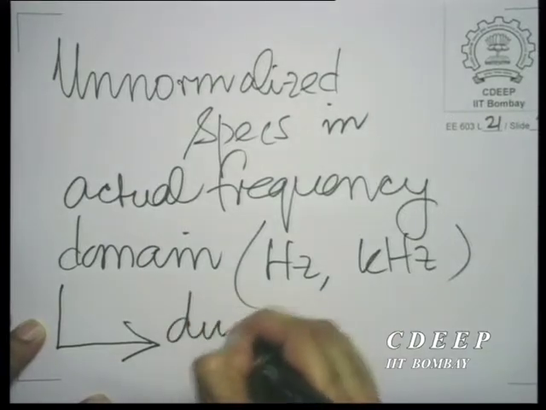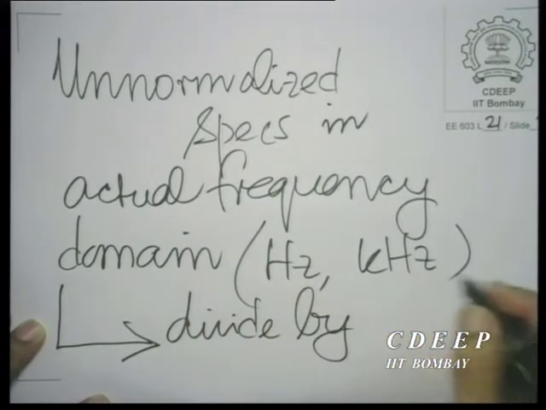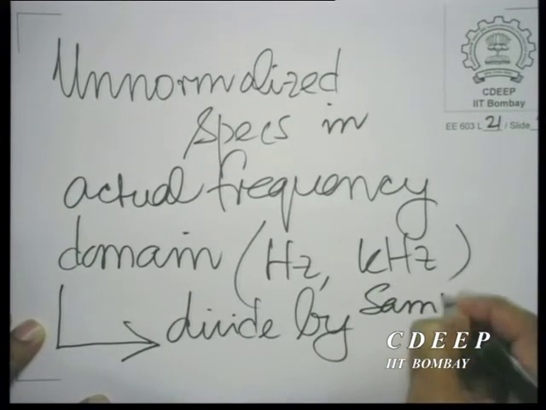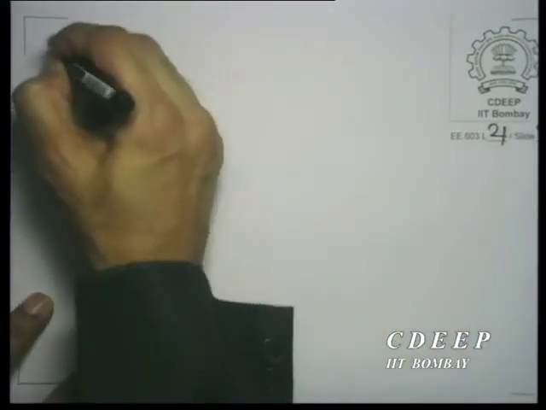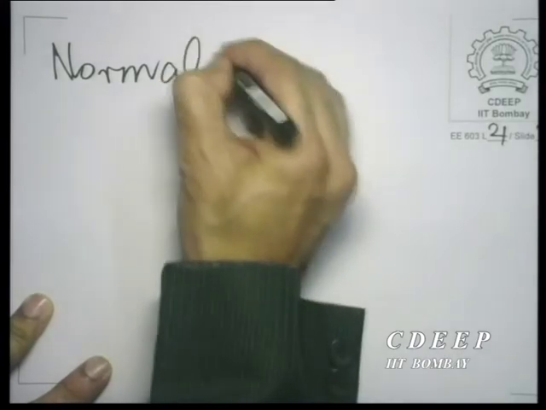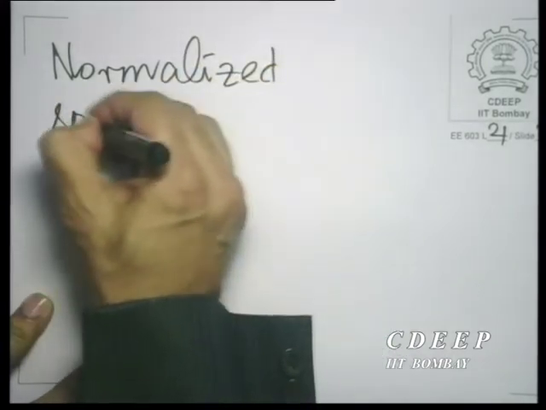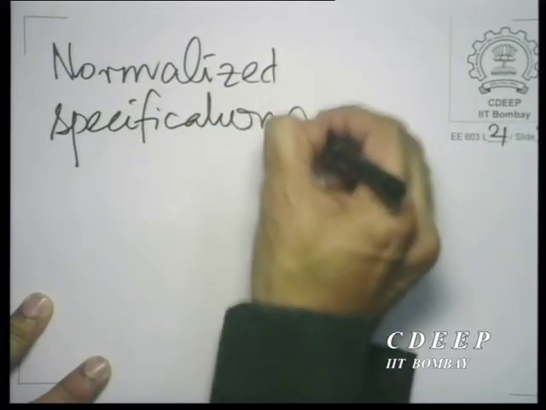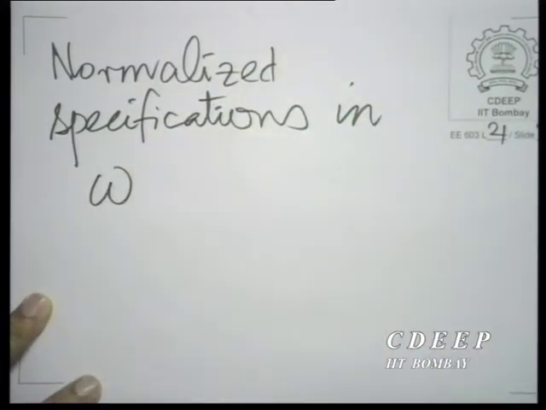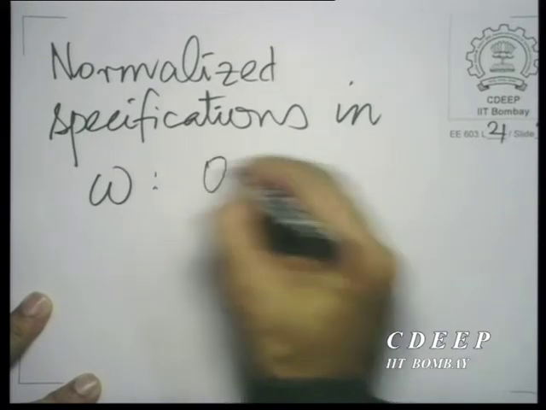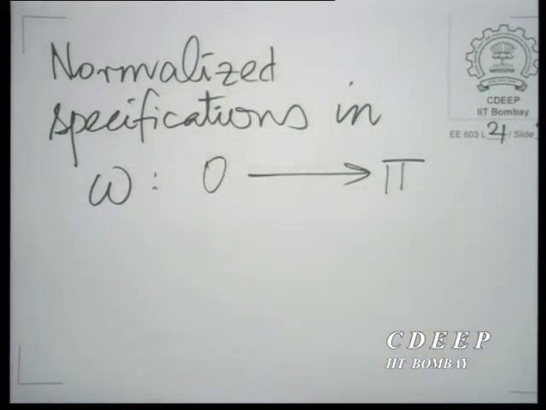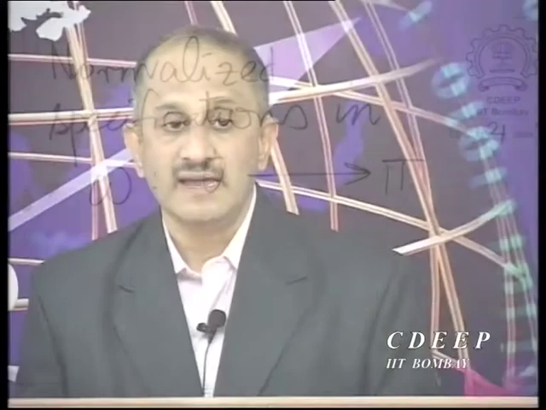Here we divide these by the sampling frequency. And we get what are called the normalized specifications. And the normalized specifications are in the normalized angular frequency, which of course would be between 0 and pi, because you are of course going to design a real filter, and therefore what you have between 0 and pi is also going to be mirrored between minus pi and 0.